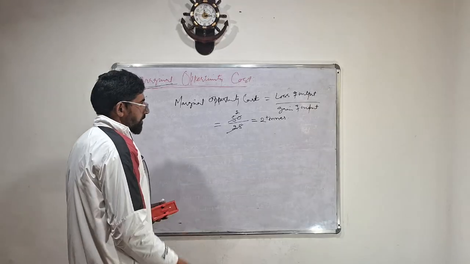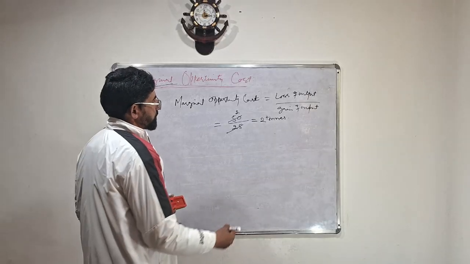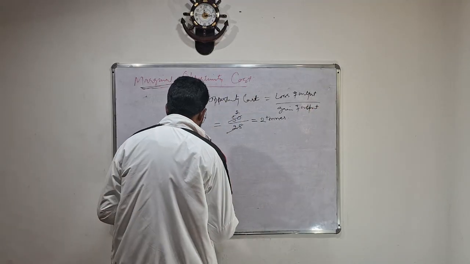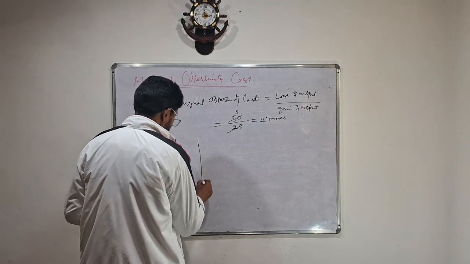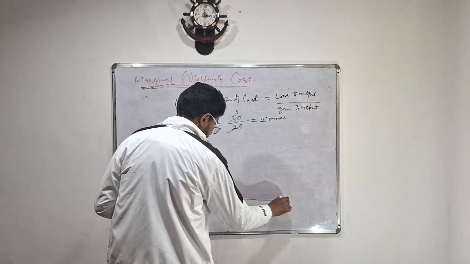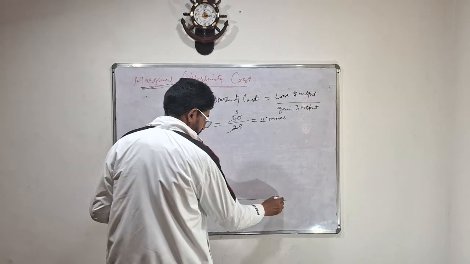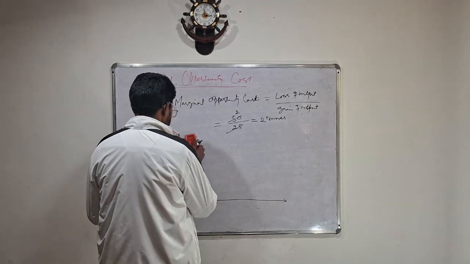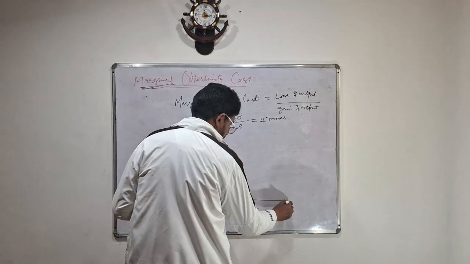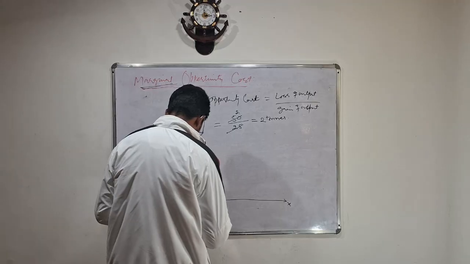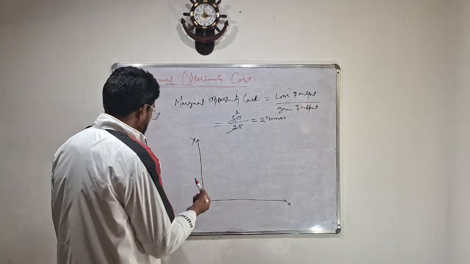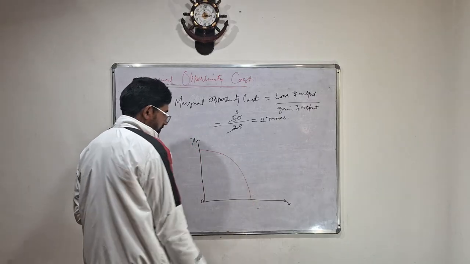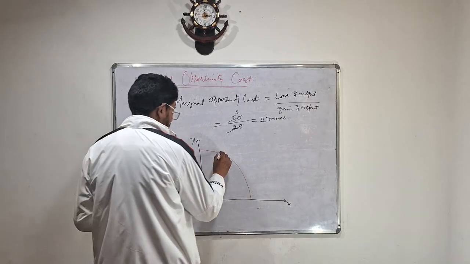Now, I will show it with the help of a graph so that you can easily understand the output. The graph will be just like this. This will be x, this will be y, and this will be 0. We have already drawn the production possibility curve, or opportunity cost curve, PPC.